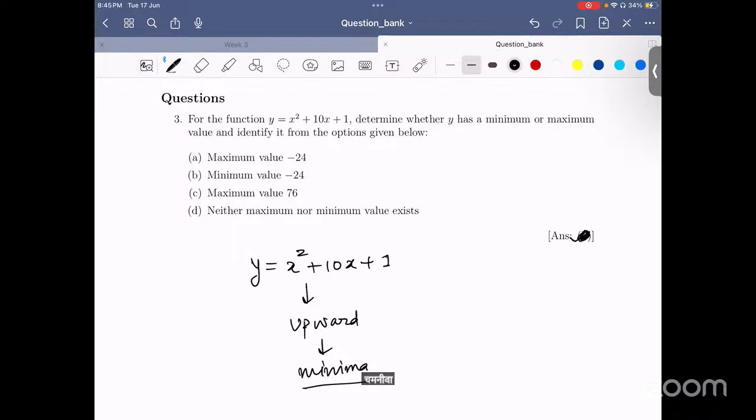At what particular point? Can somebody tell me the coordinate at which the minima exists? Minus b upon 2a, so minus 5. Yes, minus 5. Okay. So at what point does the minima occur? At the vertex. Correct?